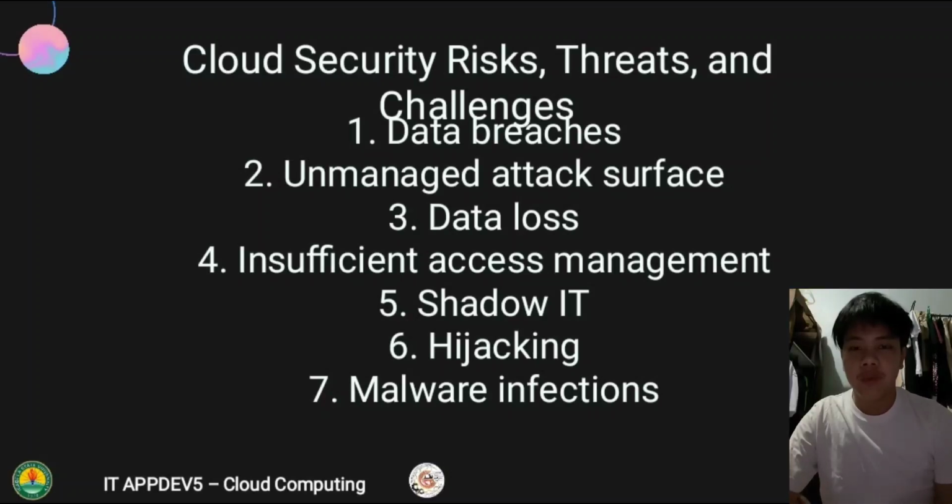Number 4, weak access control. Too many people have access, making it easier for hackers to get in. Number 5, shadow IT. Employees use unknown apps without security checks, creating risk. Number 6, hijacking. Hackers steal passwords and take control of cloud accounts. Number 7, malware. Dangerous software sneaks in and harms files or steals data.